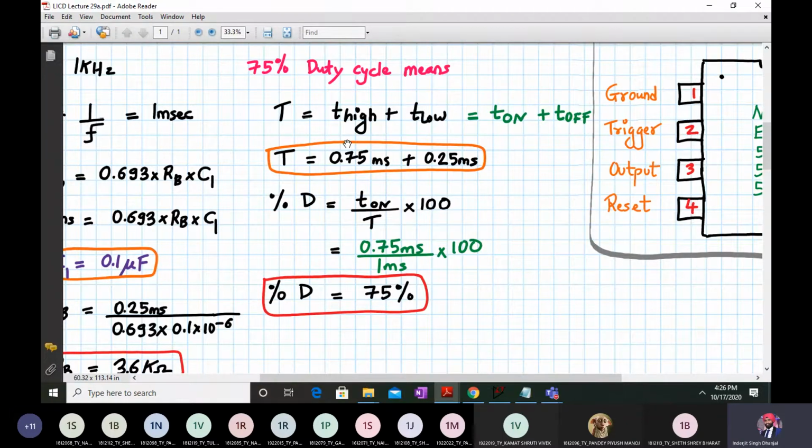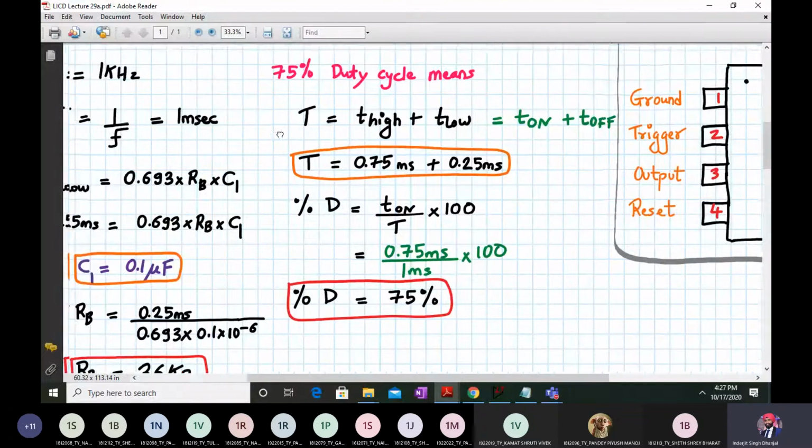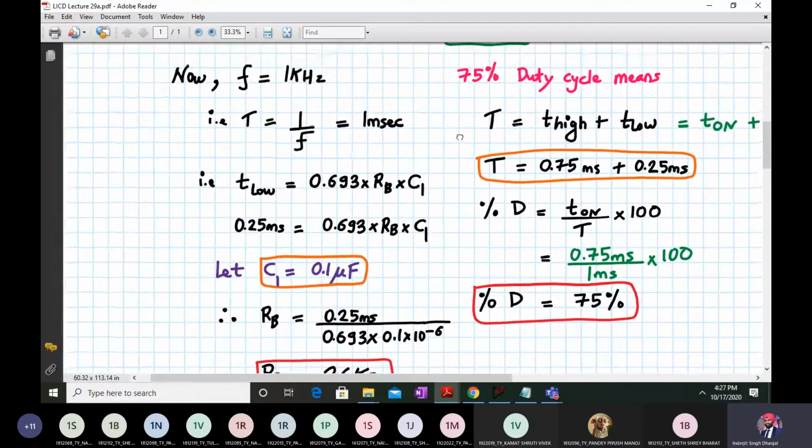What will T on become for 50% duty cycle? 0.5. Yes. And for 25%? 0.25. Correct. So accordingly, if this becomes 0.25, my T low will become 0.75 millisecond. That's what we mean. I guess you all have understood the meaning of duty cycle. Now we will use these relations.